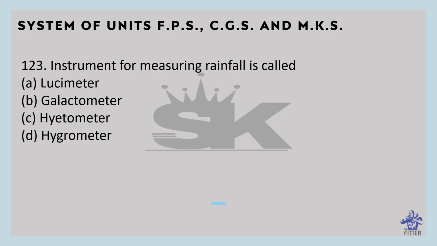Instrument for measuring rainfall is, that is hydrometer. Lucimeter, we know that is light intensity, and hygrometer is used for humidity.